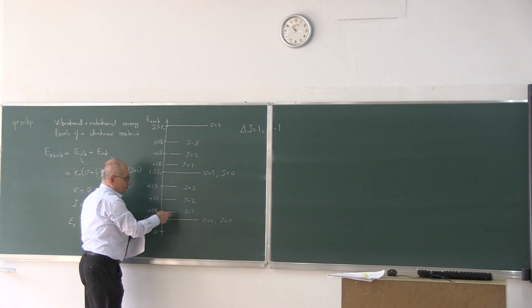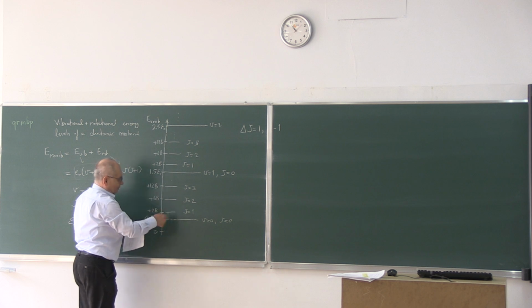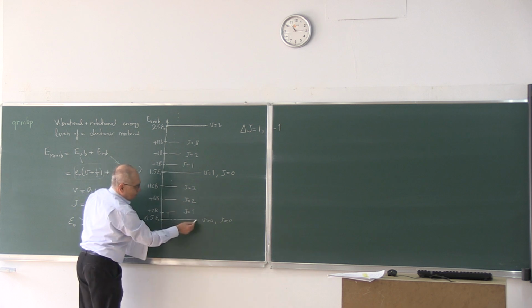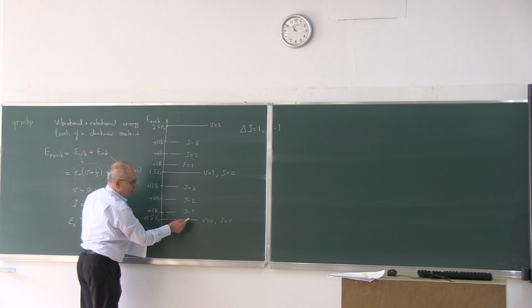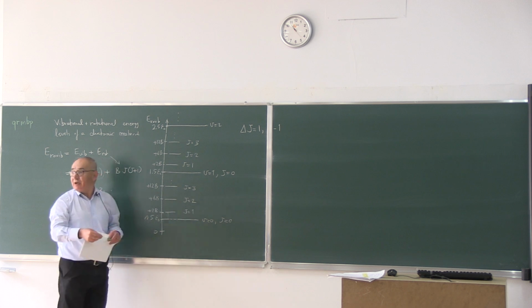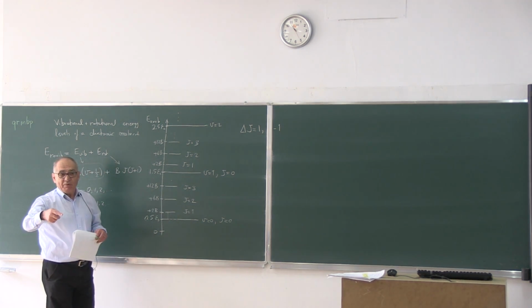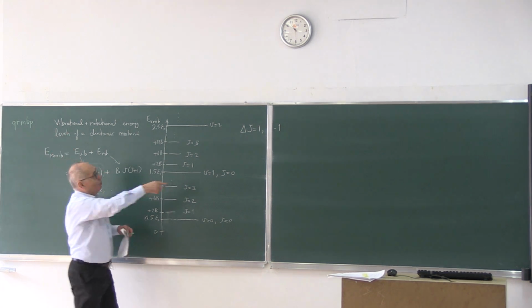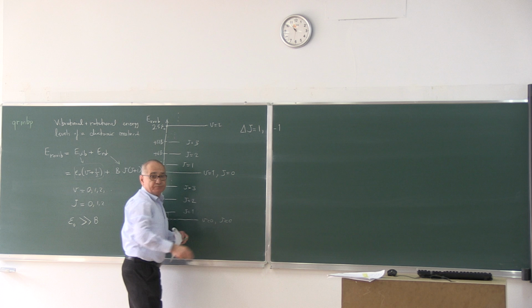In absorption from the molecules at the lowest level, the lowest level has J equals 0. Therefore, the only possibility is to make a transition to J equals 1. There can be no transitions to J equals 2 or J equals 3 level because of this selection rule.